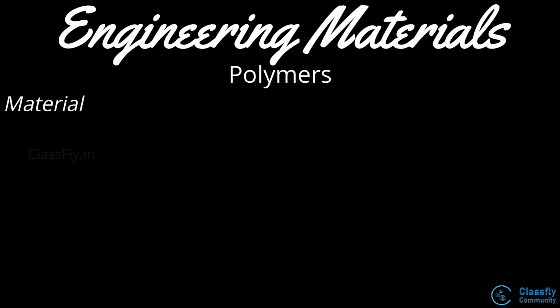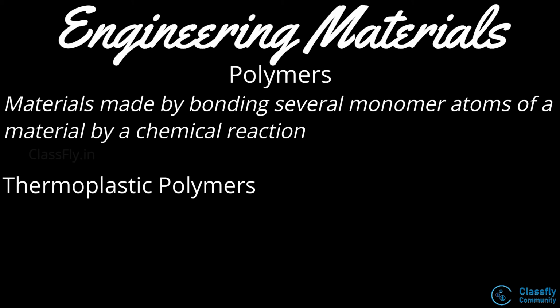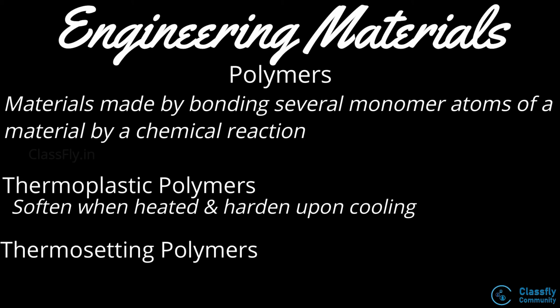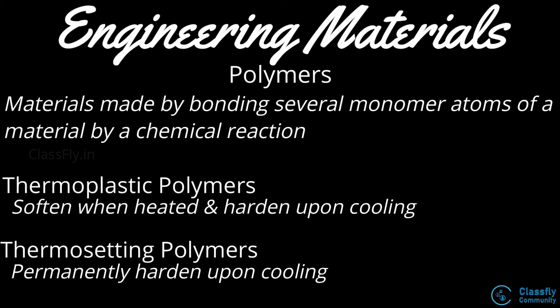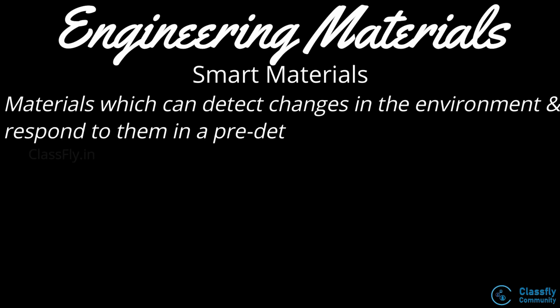Well, these are the materials which are made up of the bonding of several monomers of a particular atom by a chemical reaction. Here we studied about the thermoplastics, which soften upon the application of heat and become hard upon cooling, and then thermosetting polymers, which permanently gets hard upon cooling. Then we studied about smart materials, which are the materials which are able to detect changes in the environment and respond to them in a predetermined manner.